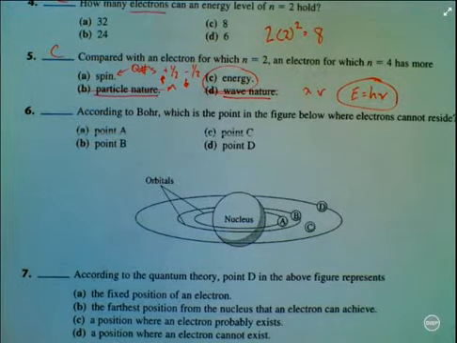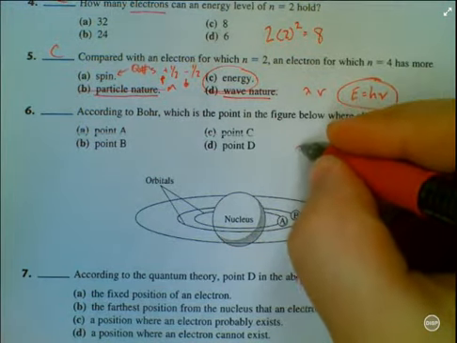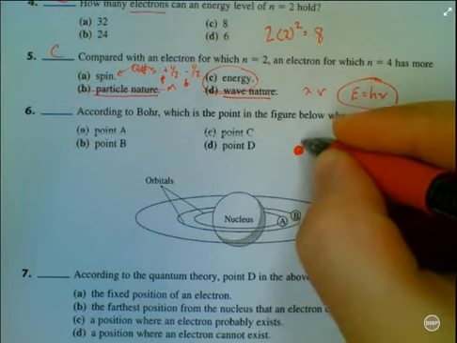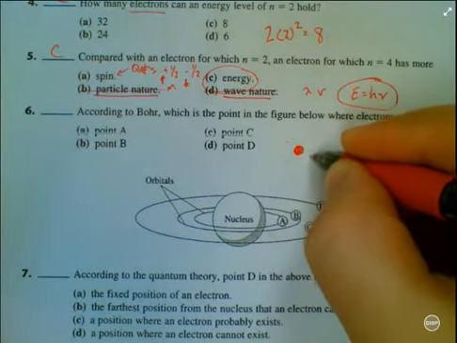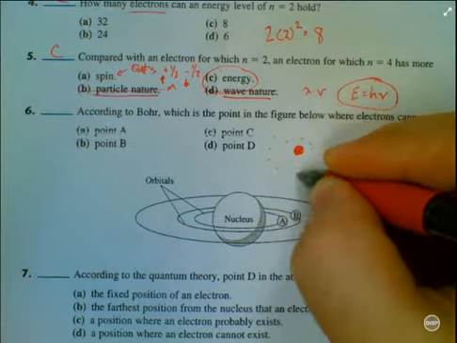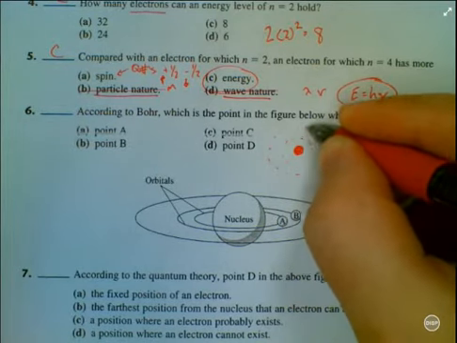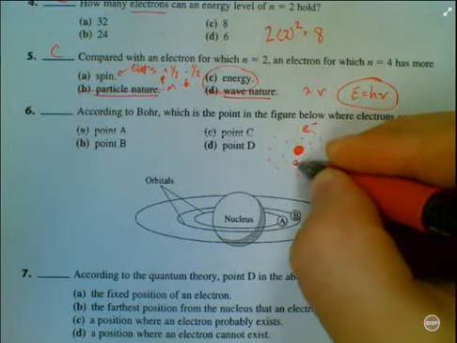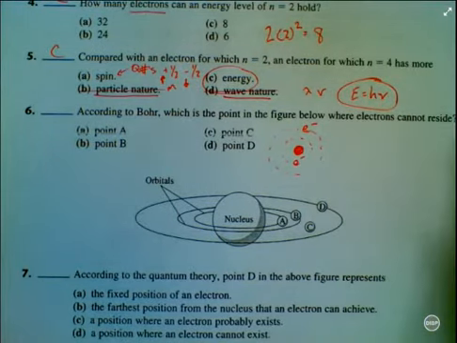Number 6, according to the Bohr model, or according to Niels Bohr himself, which is the point in the figure below where electrons cannot reside? And in the notes, we saw this central nucleus with concentric circles around it. And we saw electrons inhabiting either concentric circle.